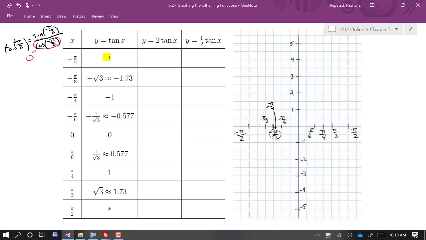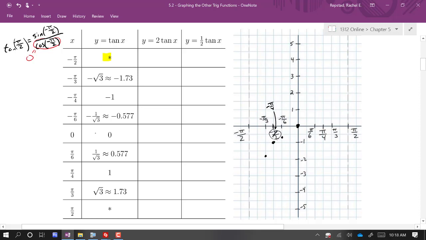Take the sine, which is the y-coordinate, and divide by cosine, which is the x-coordinate. I've just done that for us. So at negative 1.73, that's maybe about there. At negative pi over 4, we're at negative 1. At negative pi over 6, tangent is equal to negative 1 over root 3, which is approximately negative 0.577, so a little bit below half. At 0, tangent is equal to 0.